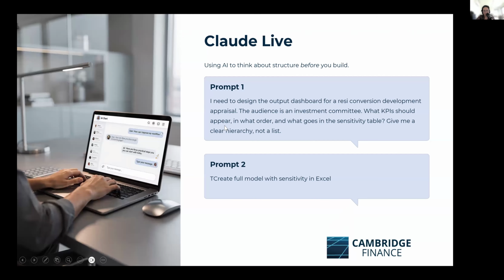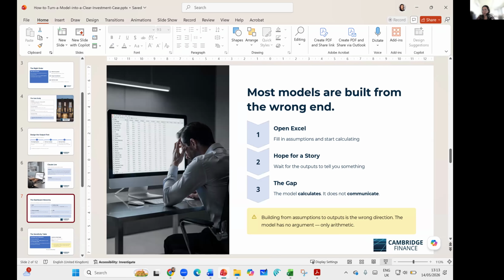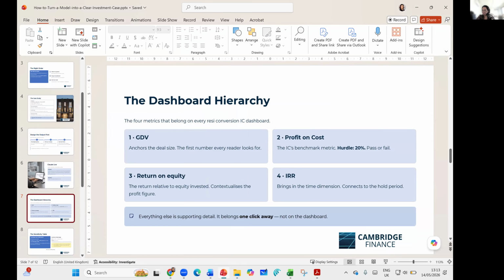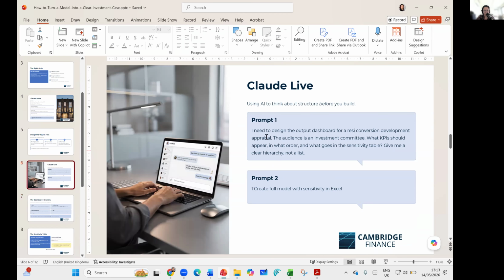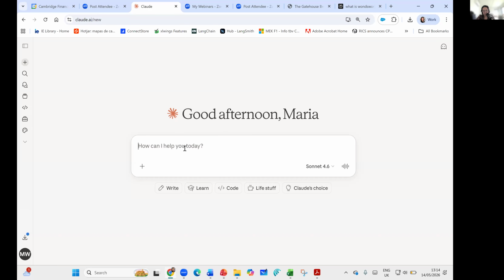I need to design. You need to give this context, right? So this is going to be your prompt. Let me just do here. Let me copy this prompt here. So I'm just going to copy the prompt, okay? And then you can just paste it in there.